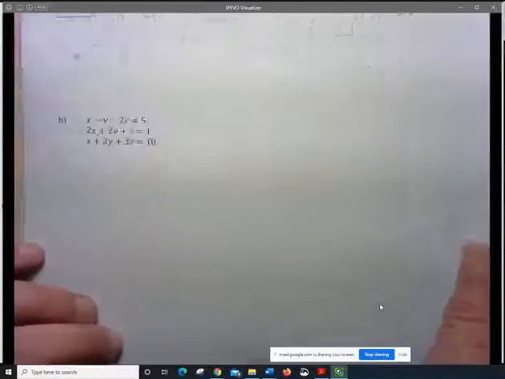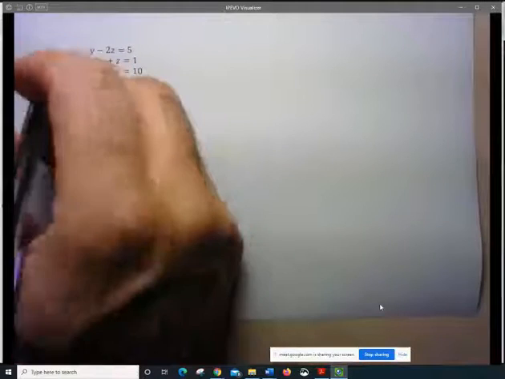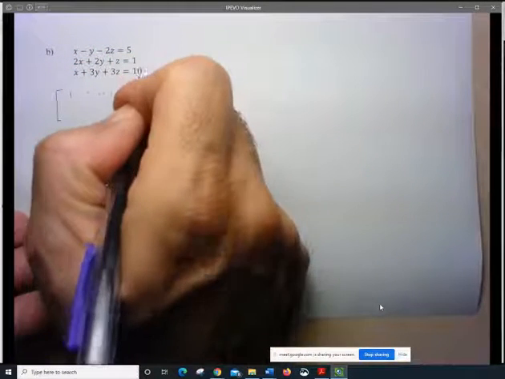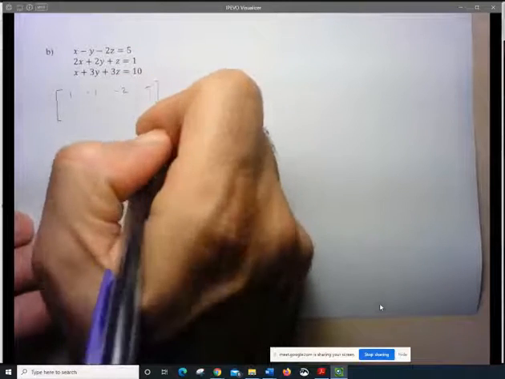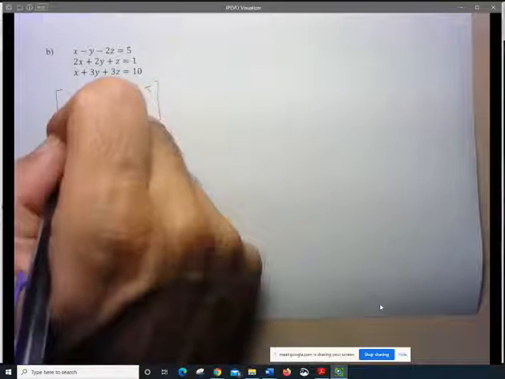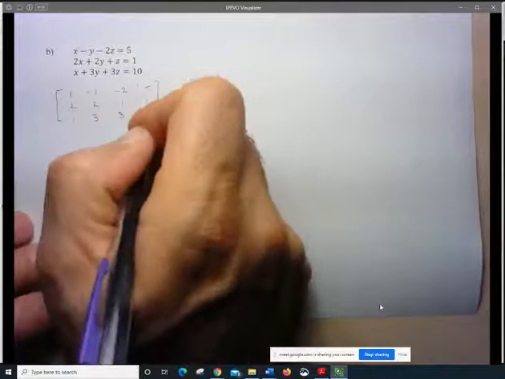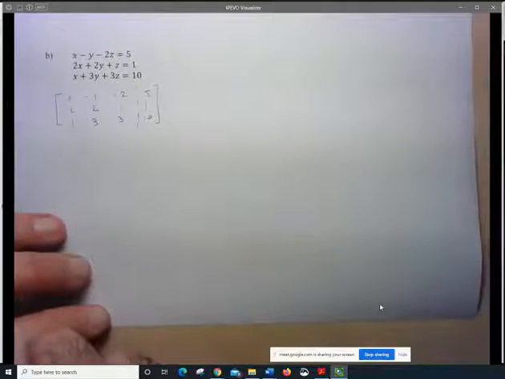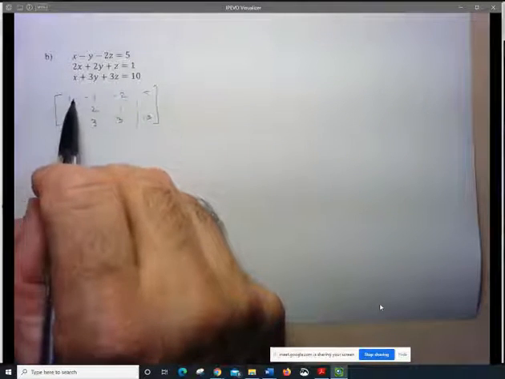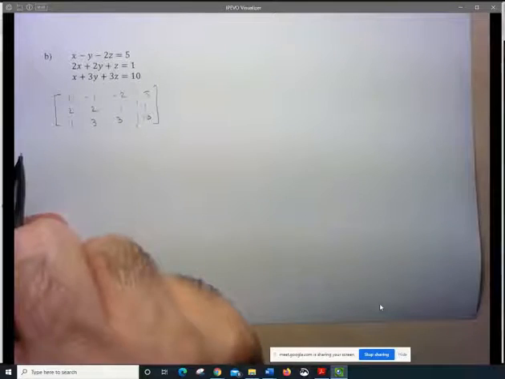All right, so let's see what happens here. I'm going to create my matrix: 1, -1, -2, 5. Okay, 2, 2, 1, 1, 1, 3, 3, 10. Okay, now the one thing I see here is I'm always very happy when I see a 1 in that top position.